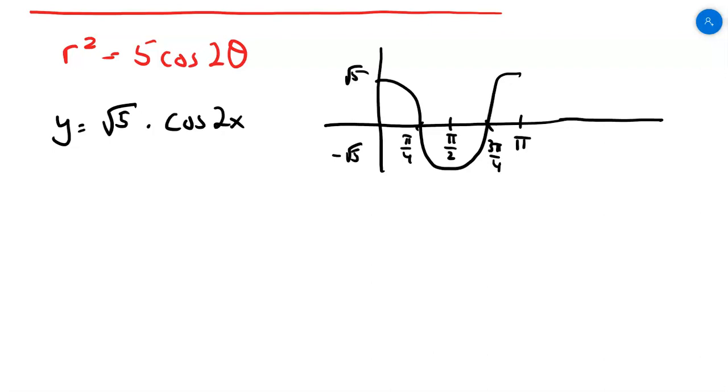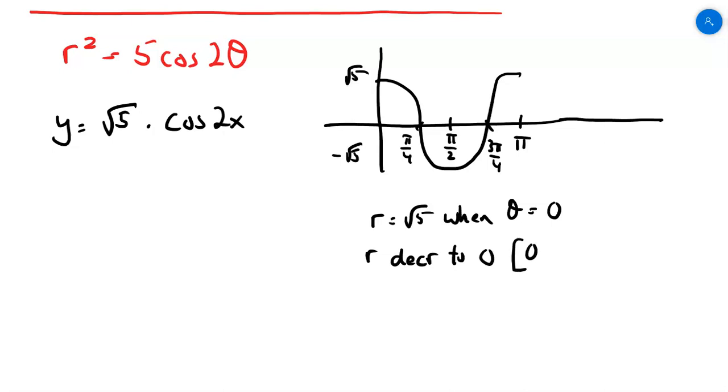So what is this thing doing? This thing is the square root of 5 when theta equals 0. And then the radius decreases to 0 on the interval from 0 to pi over 4. Now we've got a little issue. And that is, look at this piece on the bottom here from pi over 4 to 3 pi over 4.